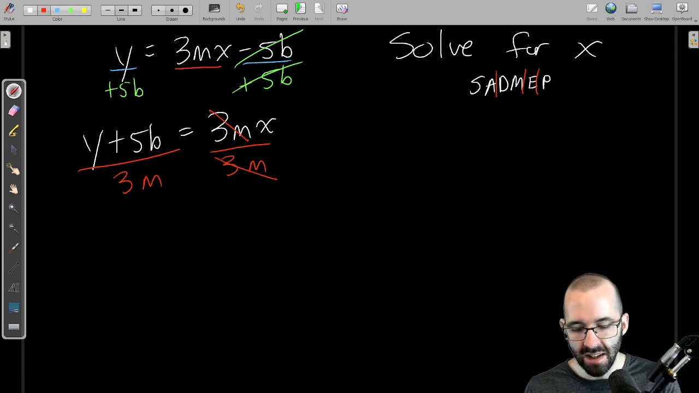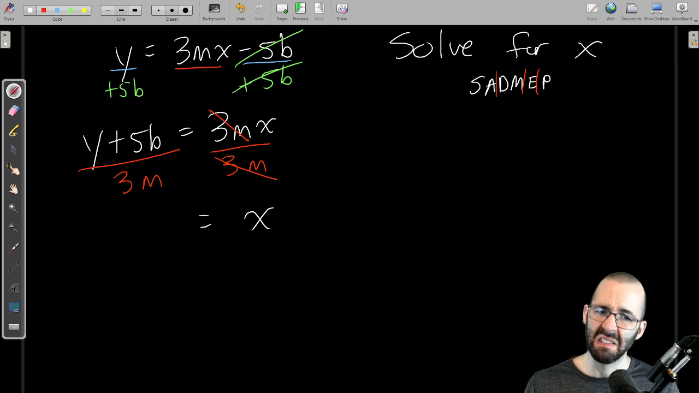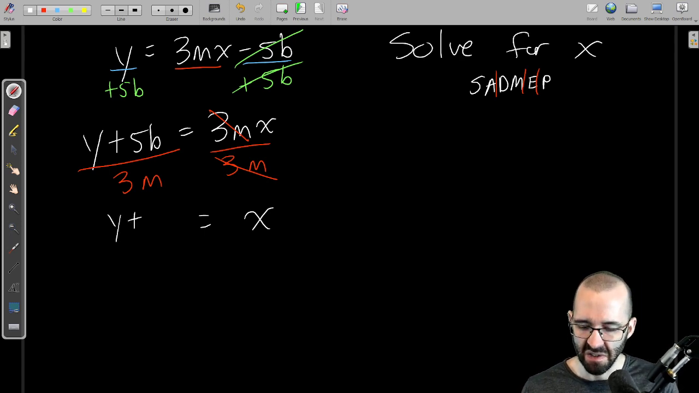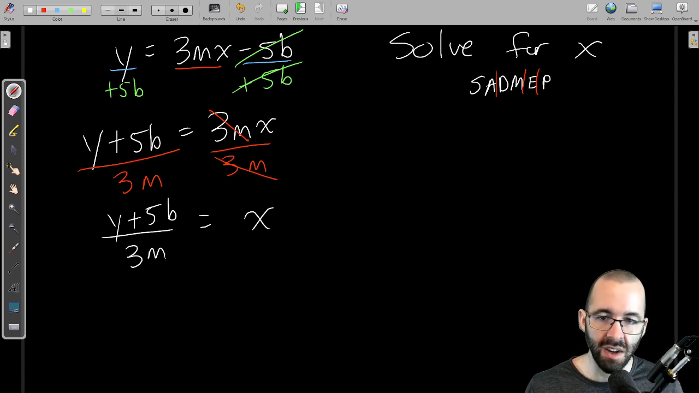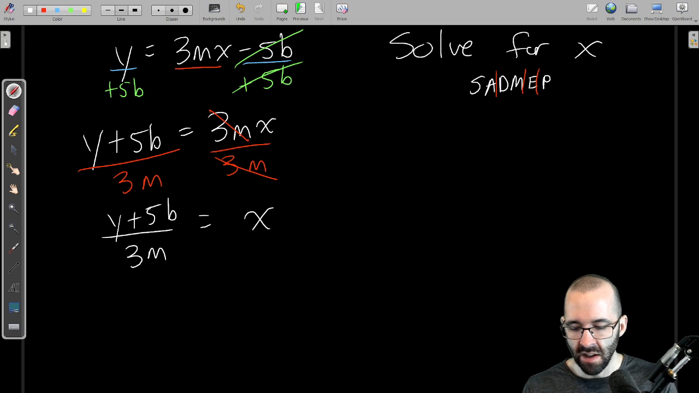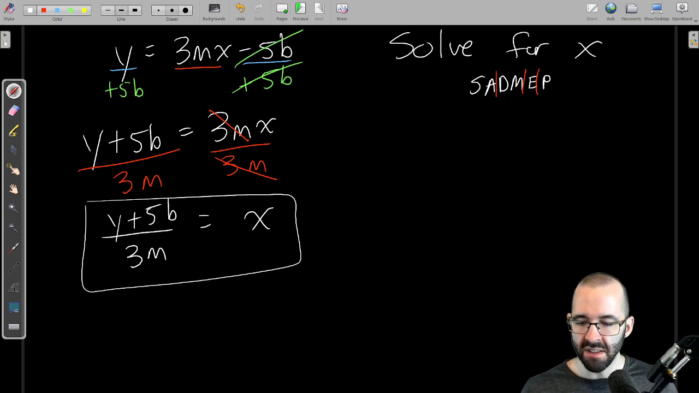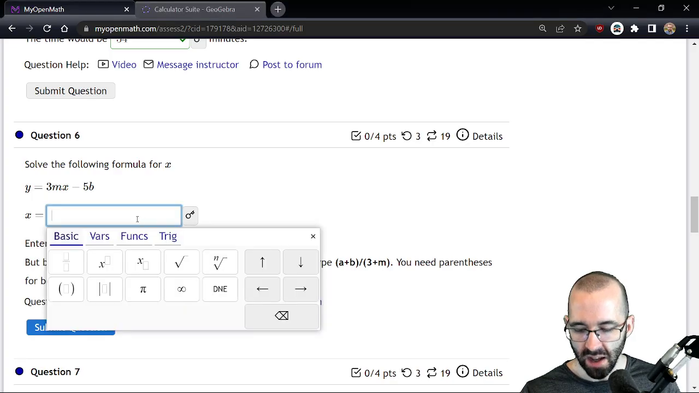Now on the right-hand side, that's easy. They cancel. We're just left with an x. The left-hand side, let's just leave it alone. We're not going to simplify this. This doesn't really simplify. This is our final answer. X is y plus 5b divided by 3m.